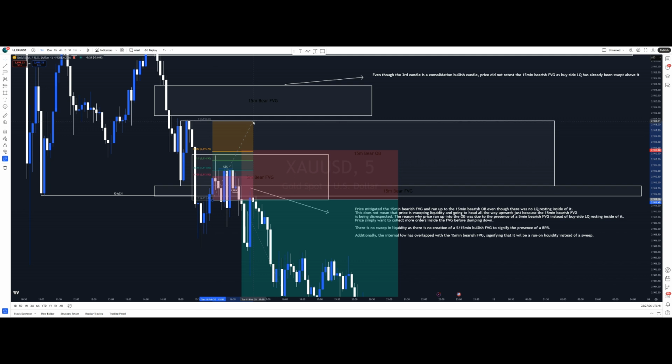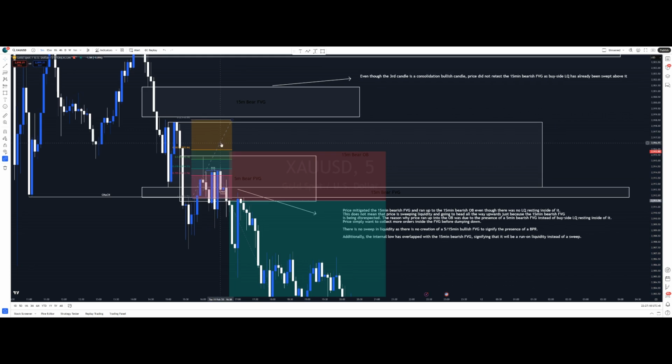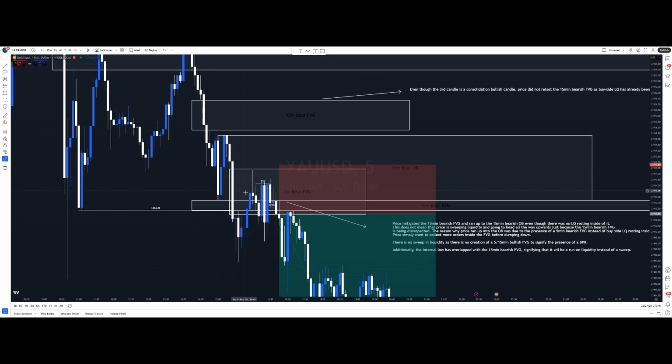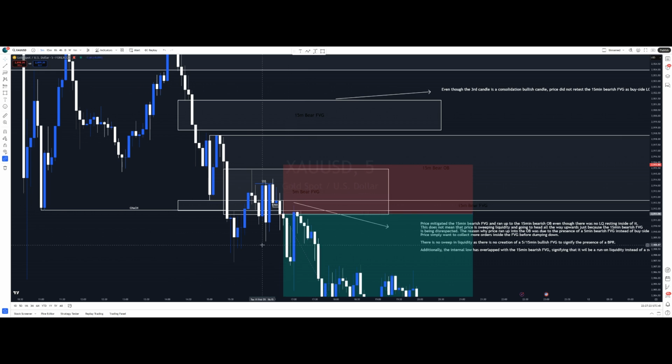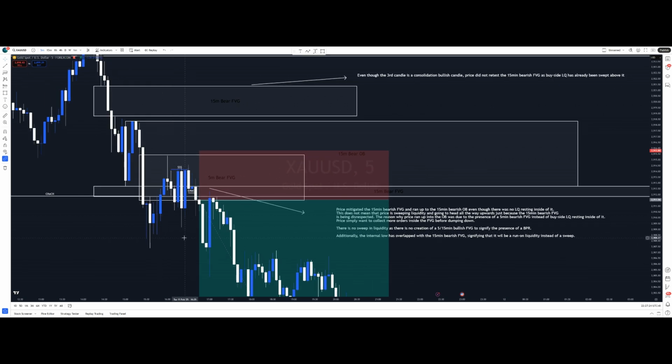right? But however, the 15-minute bearish order block got respected, as there isn't any body close above it. So yeah, here we can use the fair value gap to see the extent of the retracement. Price simply wanted to collect more orders inside the fair value gap before dumping down.